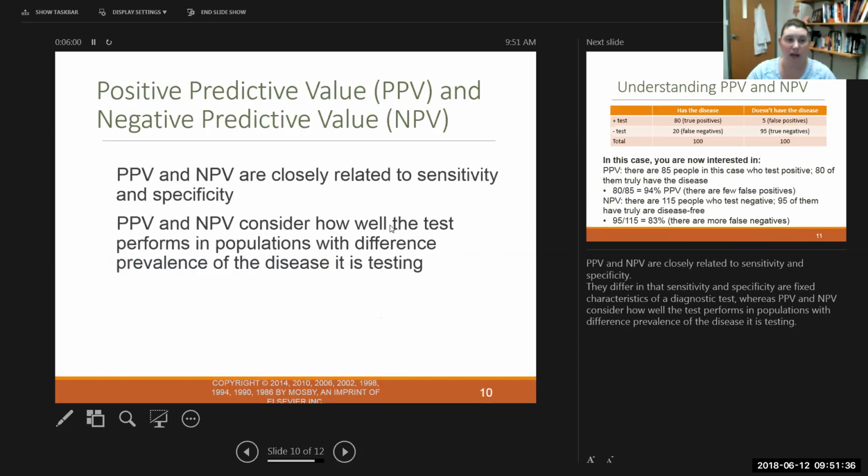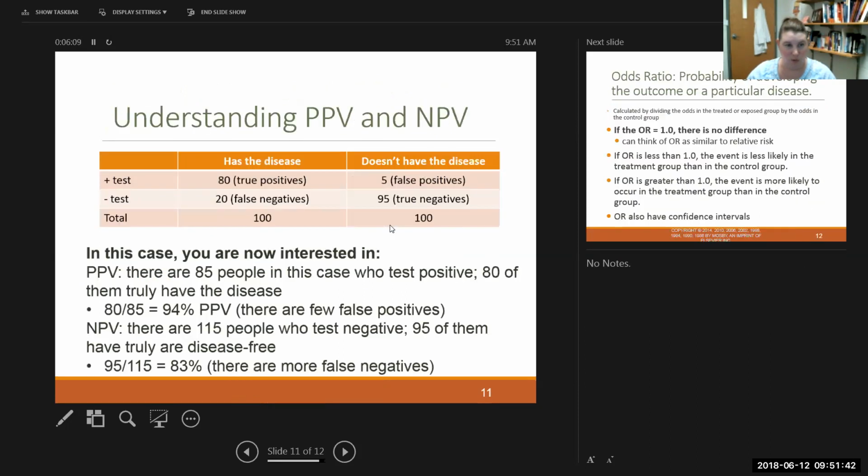These are called positive predictive values and negative predictive values. Let me scroll us to the next page, where we look at these a little more closely. For positive predictive value, there are 85 people in this case, 80 plus 5, who test positive. 80 of them truly have the disease. So if we take 80 divided by 85, we have a 94% positive predictive value. So again, very high, meaning there are few false positives.